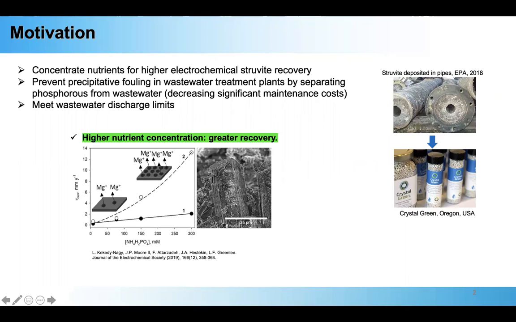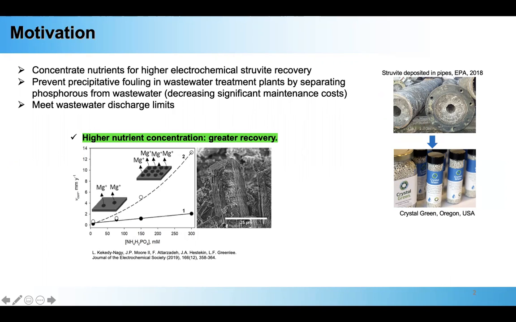The motivation for this project comes from the fact that by concentrating nutrients in the wastewater, we can have higher efficiency of struvite precipitation. Previous studies in the Greenlee research group show that a higher concentration of nutrients yields greater recovery of struvite in an electrochemical struvite precipitation reactor. So by concentrating nutrients, we can have higher efficiency of fertilizer precipitation.